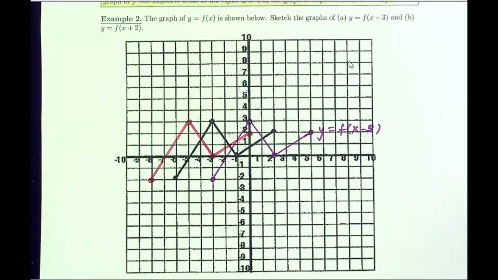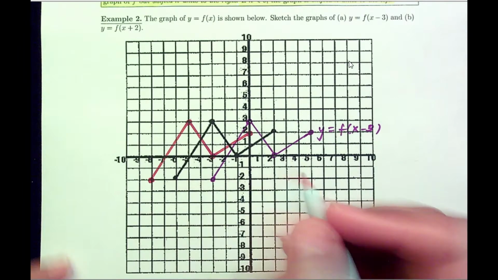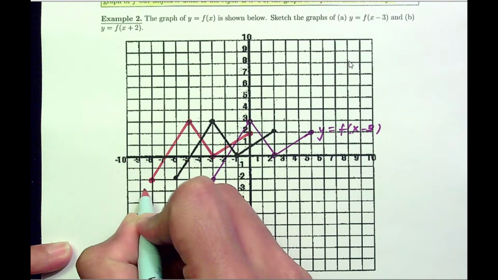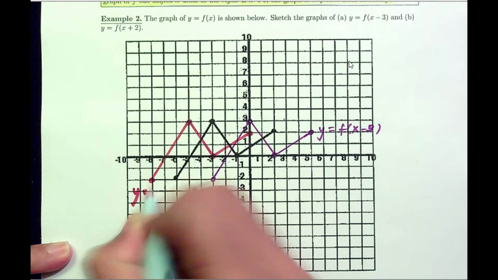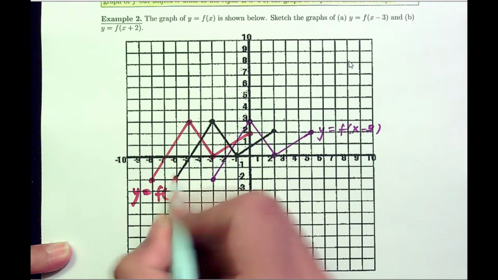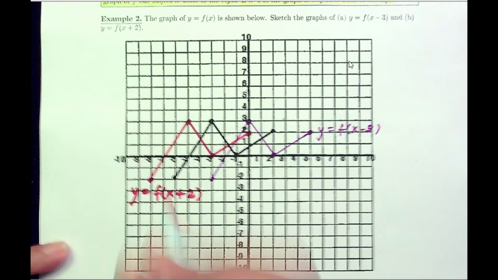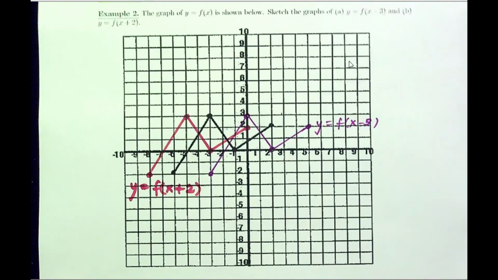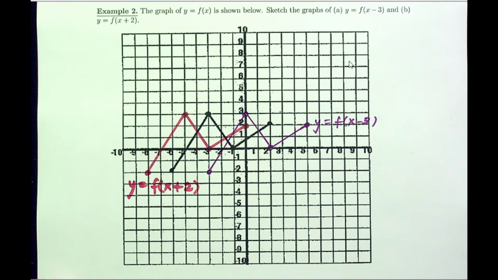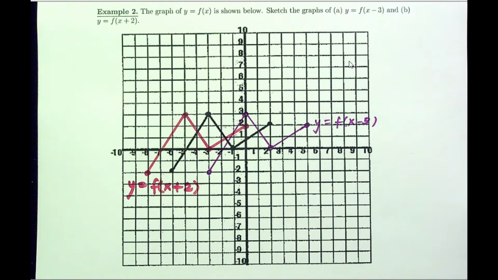Okay, and that's it. The graph of f shifted to the left. So that means you add 2 inside. So that one is the graph of y equals f of x plus 2. Okay, good.